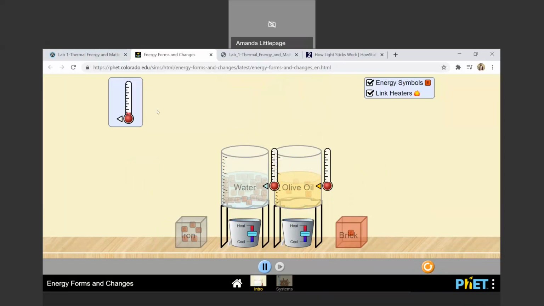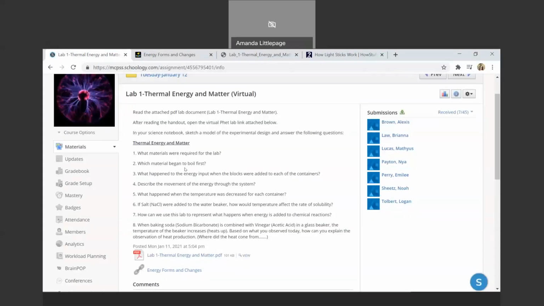So now that we've done that, let's go back and take a look at our questions. So we've addressed questions 2, 3, 4, and 5. Now I want you to think through 6, 7, and 8. So think about what happens when you increase the temperature and you add salt. Also, how can you use this lab to represent what happens to energy when it is added to a chemical reaction? What would happen to the reaction? Would it happen more quickly? Would it happen more slowly? What would happen if you added energy to a chemical reaction?